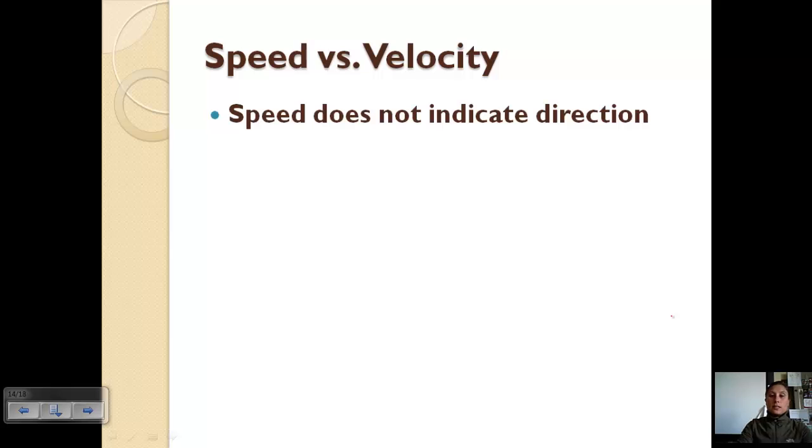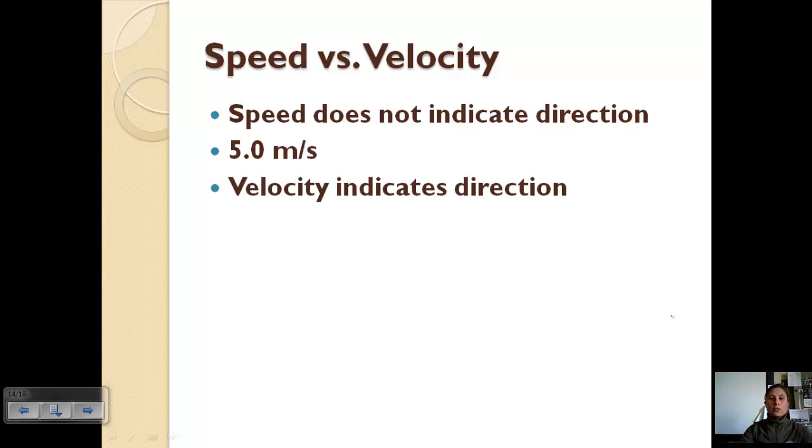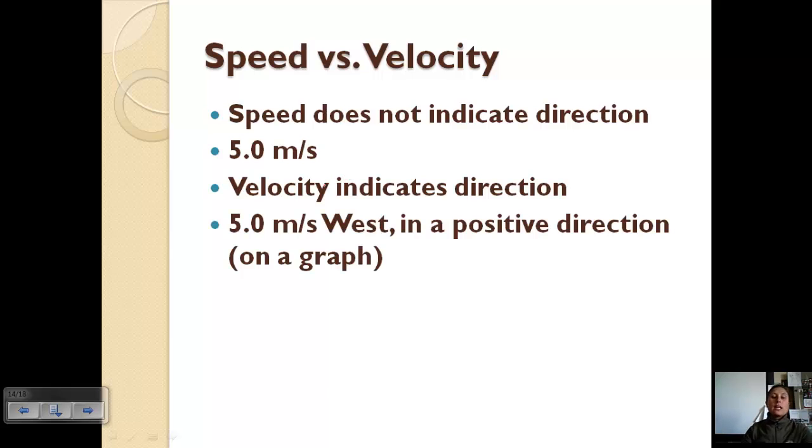Okay, so we talked a little bit about the difference between speed and velocity. Remember, speed is a scalar. It doesn't indicate direction. And so, for example, we have 5 meters per second, whereas velocity is a vector. It does indicate direction, and so we could have 5 meters per second west, or in a positive direction on a graph. So you can indicate direction like north, south, east, west, or just that it's positive or negative. That could also indicate direction. And a lot of times you get to choose the direction, so it's always good to choose things that are positive, and then the opposite of that would be negative, and we'll get into that as we go through some examples.